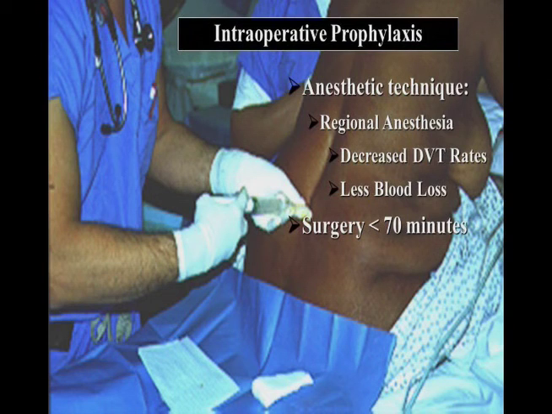Intraoperative prophylaxis is next. This includes the anesthetic technique with a regional anesthetic compared to a general anesthetic. Regional anesthesia has been shown to have decreased deep venous thrombosis rates and also less blood loss. In addition, expeditious surgery, less than 70 minutes in one study, was also noted to have a lower incidence of deep venous thrombosis.